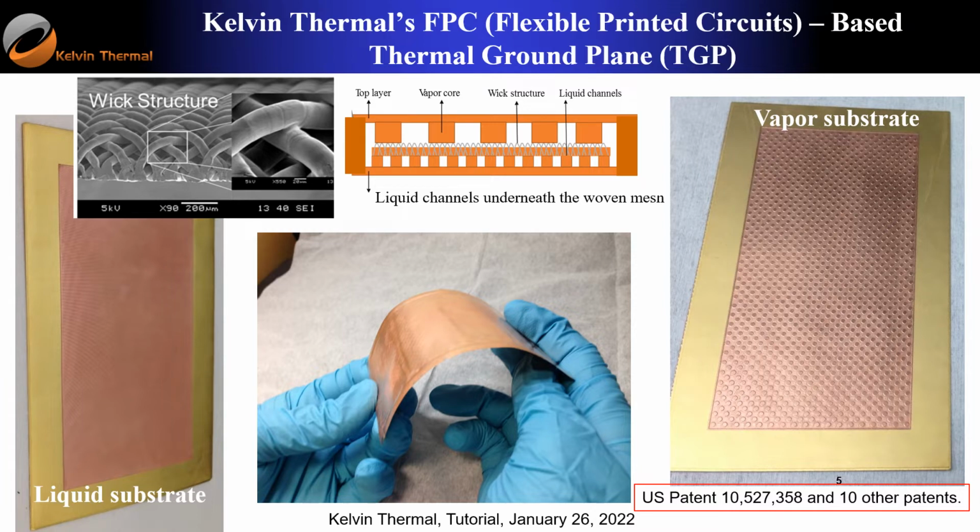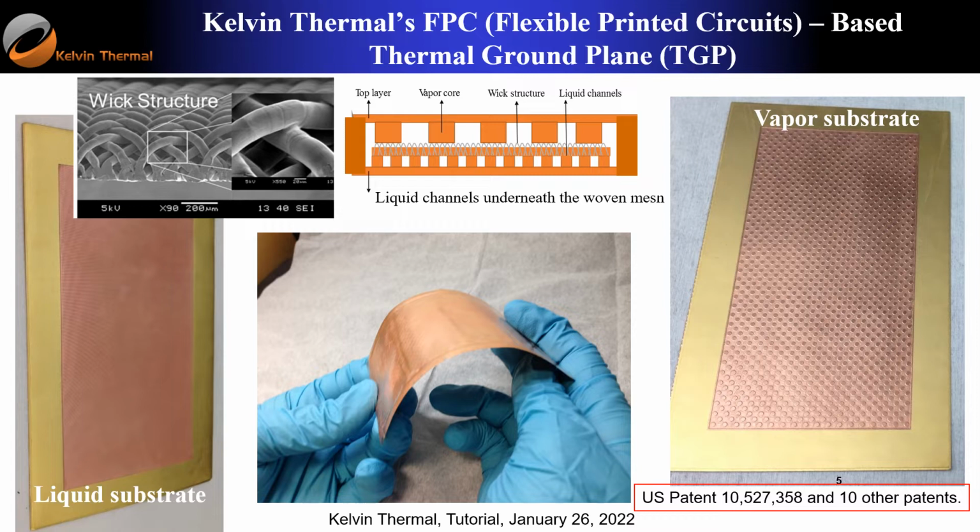So this is our structure. What's the difference between our TGP and a traditional vapor chamber? We use flexible circuit board. Flexible printed circuit board is the main material used to fabricate our thermal ground plane, our vapor chamber. You cannot see those liquid pillars, they are very small, but you can see them in cross section. We can order flexible circuit board with liquid pillars etched. That's pretty easy. Then we bond copper mesh onto the liquid pillars, and that becomes the wick structure.